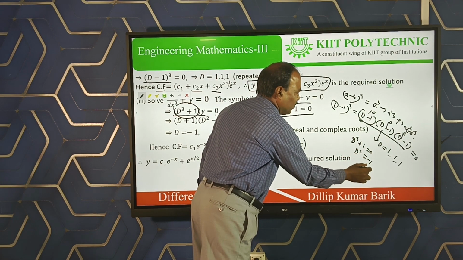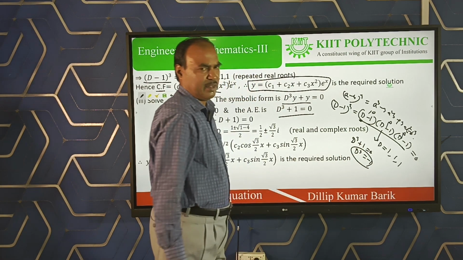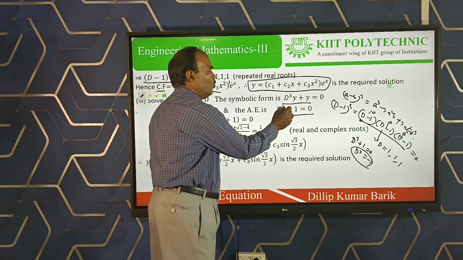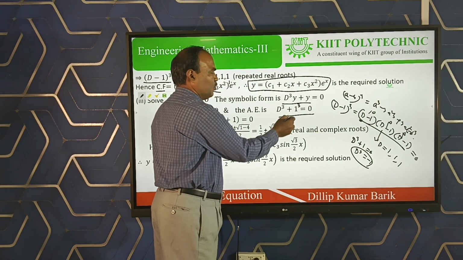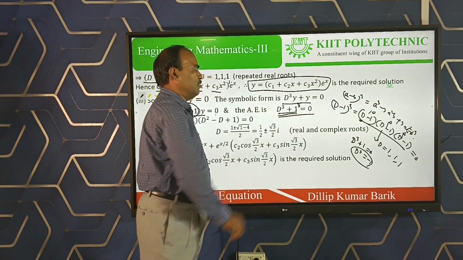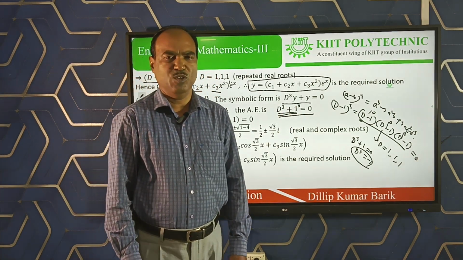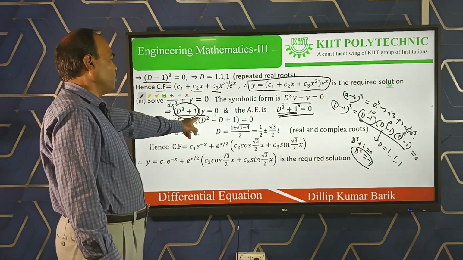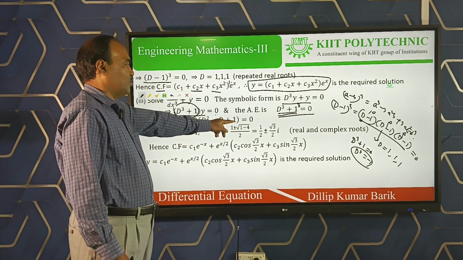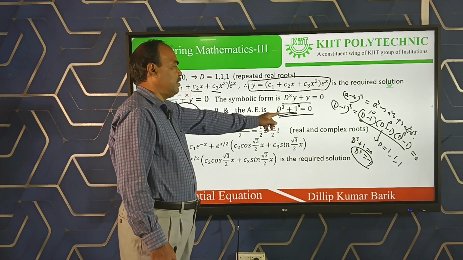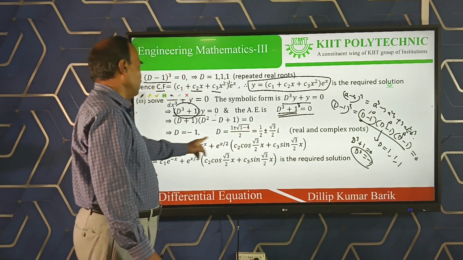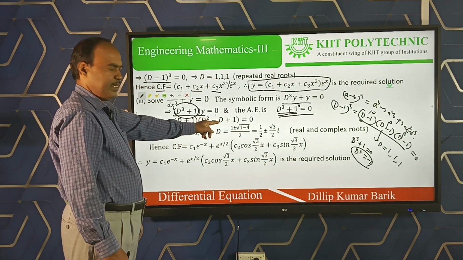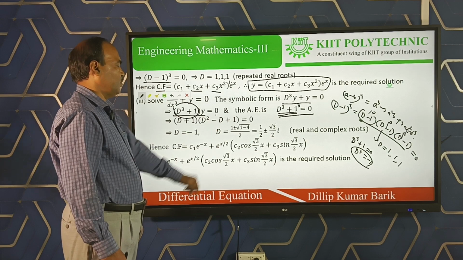D cube plus 1 is equal to 0 and D cube is equal to minus 1, but this one is never simplified. So we use here the formula: D cube plus 1 means D cube plus 1 cube. It comes under the algebra rule a cube plus b cube, whose factorization is (a plus b) into (a square minus ab plus b square). And here a is D, b is 1. So (D plus 1)(D square minus D plus 1) is equal to 0.